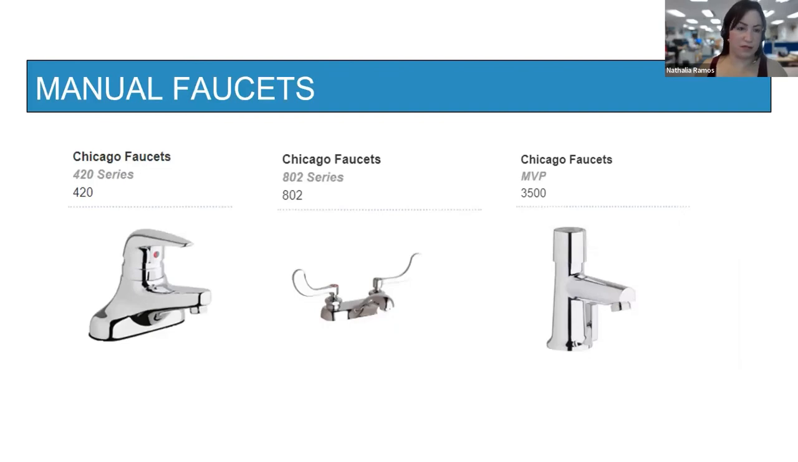Some manual faucets. Here you can see 3 different types. One mixer with single-handed operation, the wrist blade activation of the faucet, all can be activated with a closed fist and using less than 5 pounds of force. And the metering faucet.